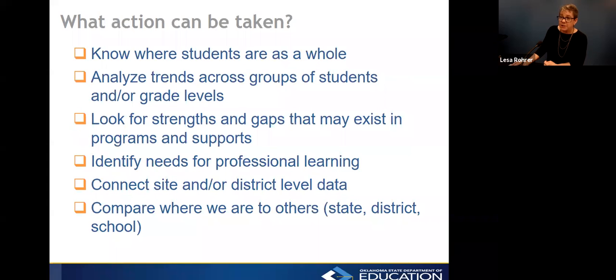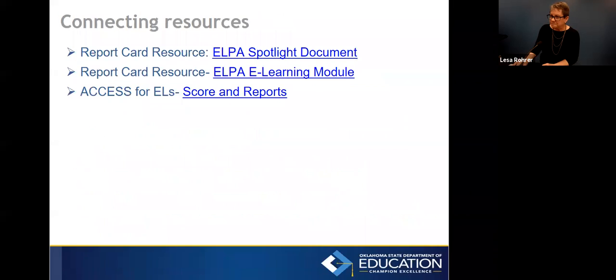So what are some actions that we can take? We can know where our students are as a whole. We can analyze those trends across groups of students. We can look for strengths and gaps that may exist in the programs and supports we have in place. Again, identify needs for professional learning, connect site and district level data, and compare where we are with others. We have a team of folks here that can help you with interventions for our ELs, and we will connect those resources when I send this out.